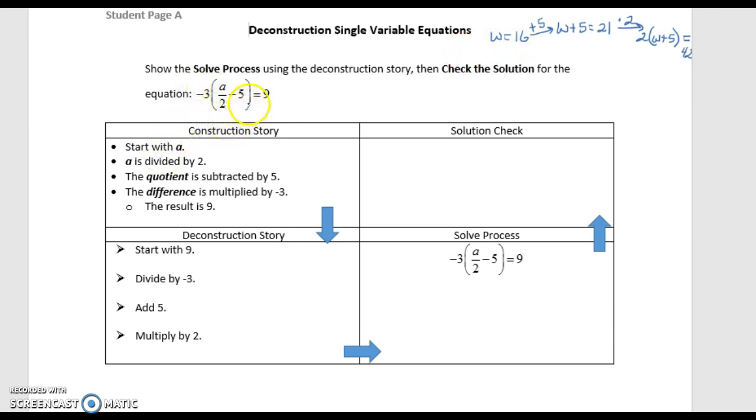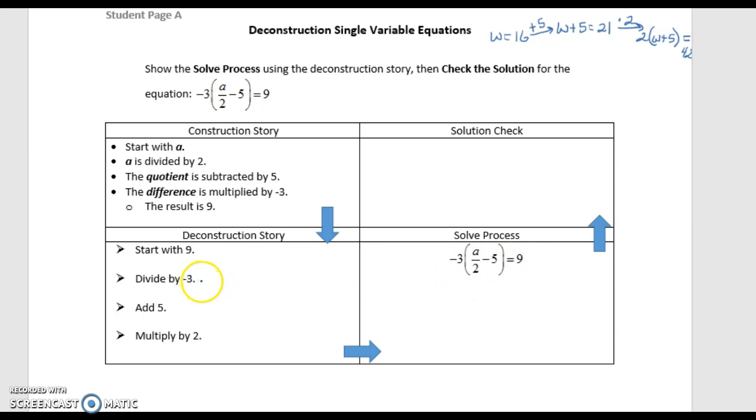In this case, you've seen this equation before. We start with a is divided by 2, the quotient is subtracted by 5, the difference is multiplied by -3, and the result is equal to 9. In reverse order, instead of multiplying by -3, we're going to divide by -3. Instead of subtracting 5, we're going to add 5. Instead of dividing by 2, we're going to multiply by 2. Now we want to show this in an algebraic approach. We start with our actual equation, our problem, and the expression is equal to 9.